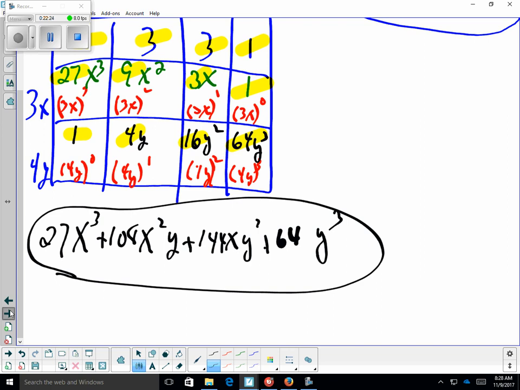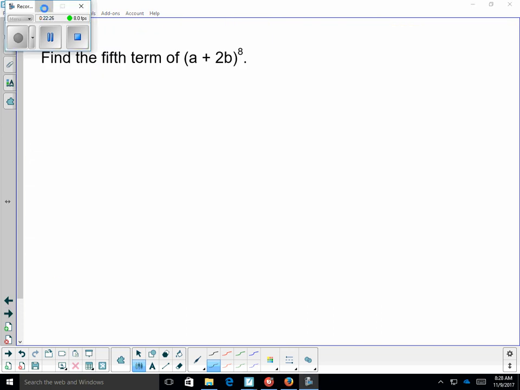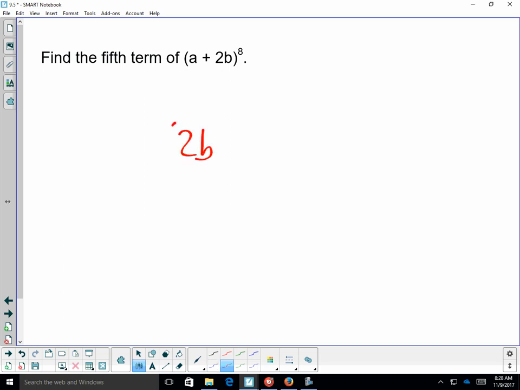Okay, next one. Sometimes you might just have to find a certain term. So this one's asking me to find the fifth term. So remember, if I'm finding the fifth term, then the second term, this 2b, is raised to the fourth power. This a would be raised to the, well, fourth power as well, because 4 plus 4 have to equal that 8.